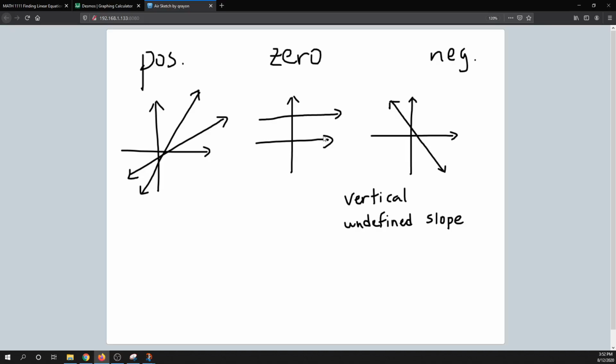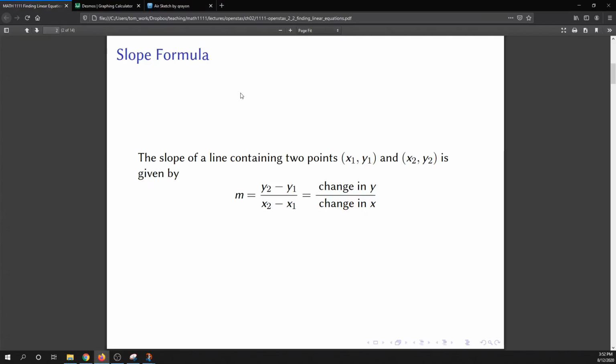Okay. So going back over here, what we want to be able to do is to calculate the slope of a line that contains 2 points, x1, y1, and x2, y2. So this formula over here, and m is the traditional variable that's used for slope. You can see the formula is if I have 2 points, x1, y1, and x2, y2, then the slope formula is m equals y2 minus y1 over x2 minus x1.